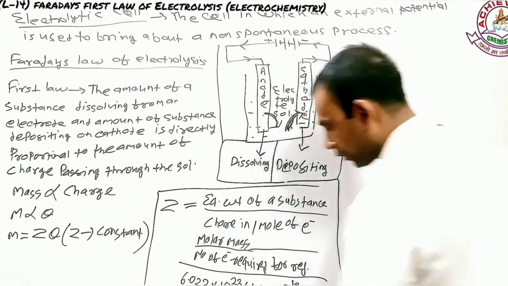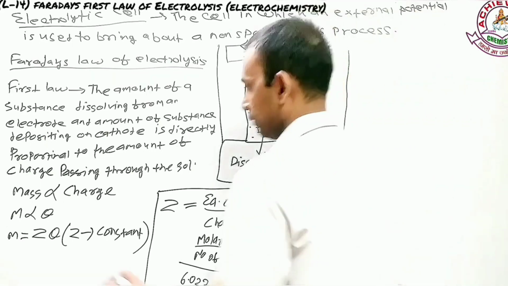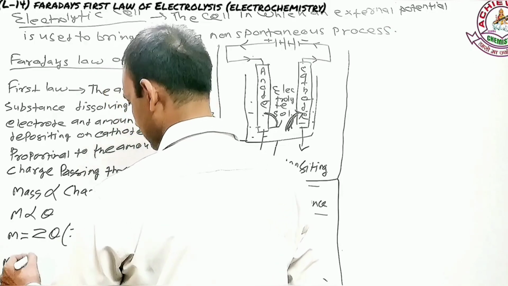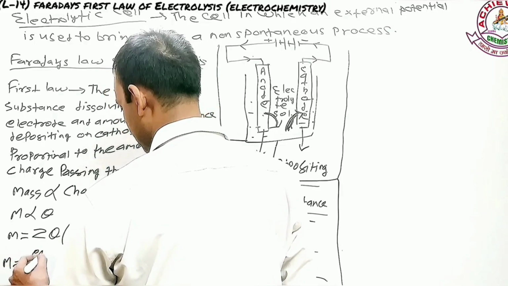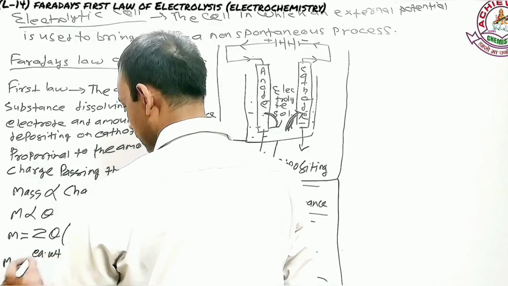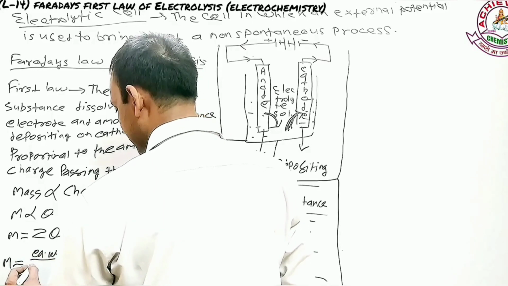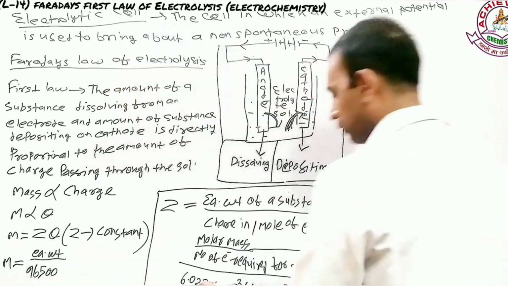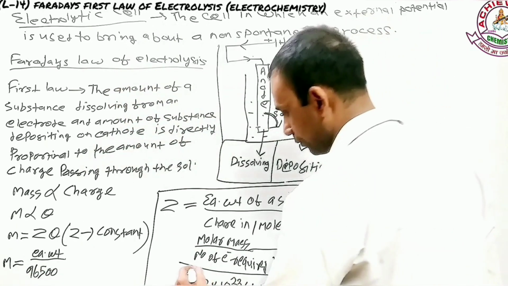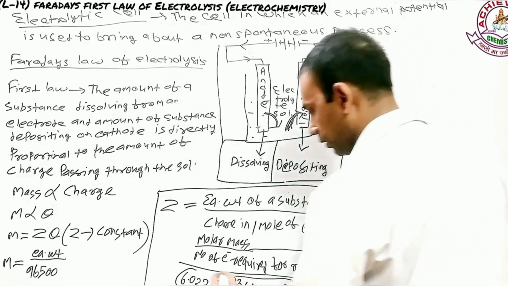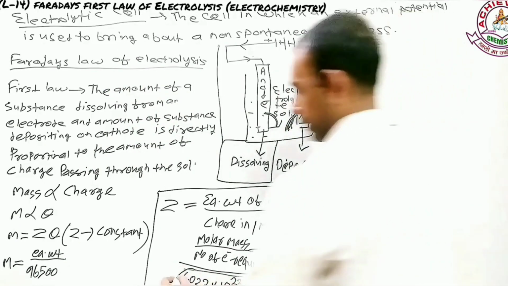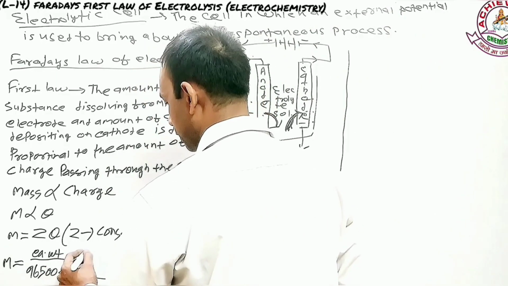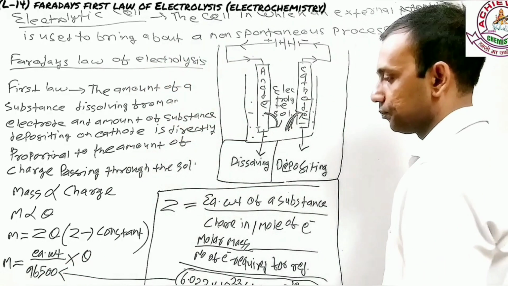So I'm going to use that right over there. So can we write it like M is equal to equivalent weight divided by 96500, because this is what the value is coming out to be. This will be coming out to be 96500. So there it is, right? And then multiplied by Q, right?